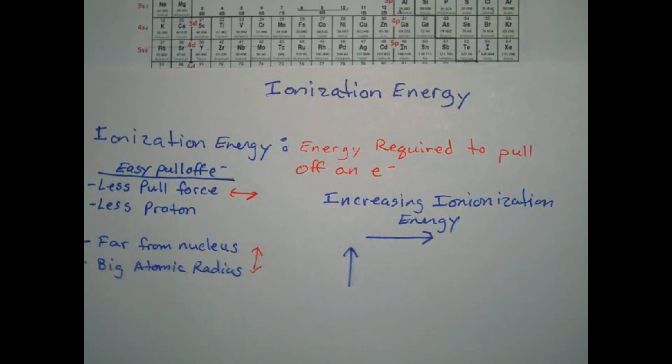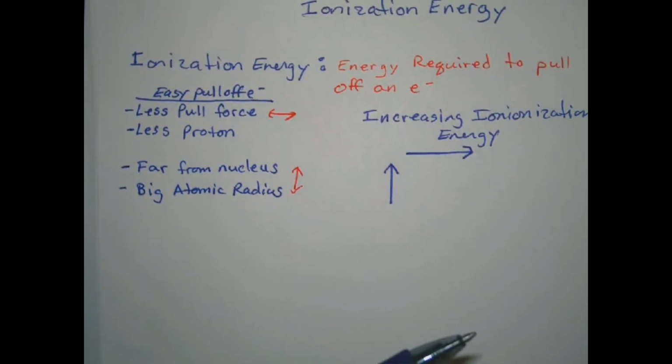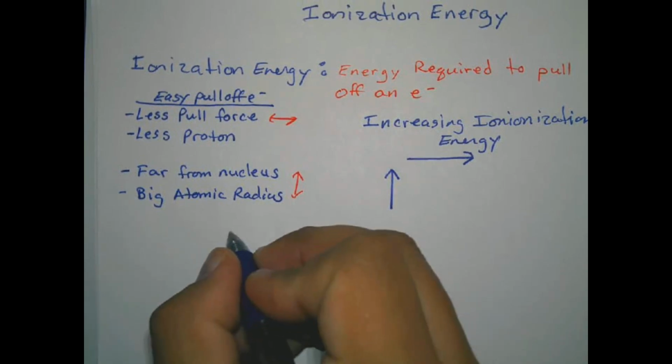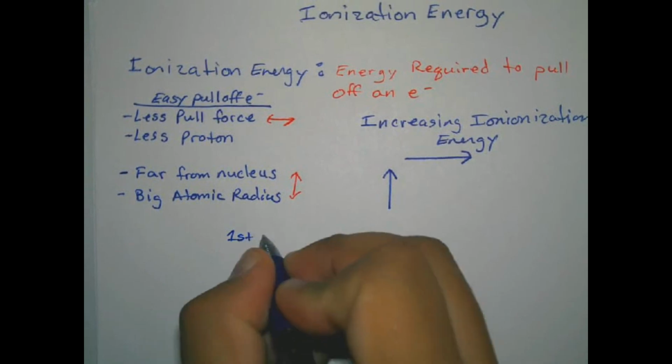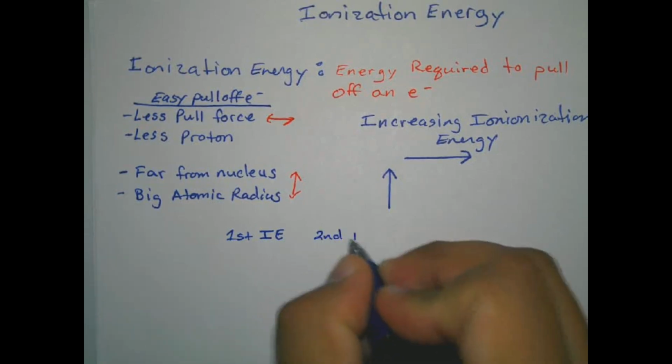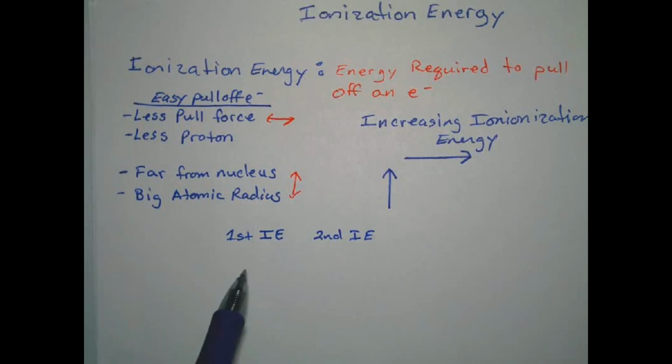Now, one extra quick piece of information. Once you pull off an electron, the second electron is even harder to pull off. The third electron is even harder to pull off. And the fourth electron, almost impossibly hard to pull off. They call these ionization energies, right? Your first ionization energy, I'm going to put IE, is some sort of energy, but your second ionization energy is going to be even more than the first, because the more electrons you pull off, the harder and harder it gets.